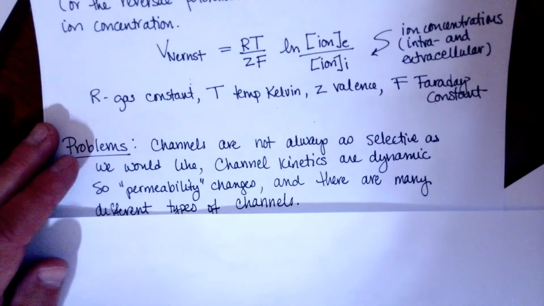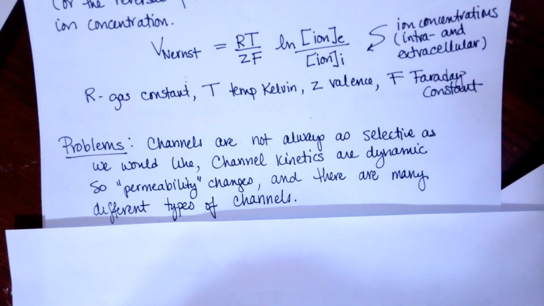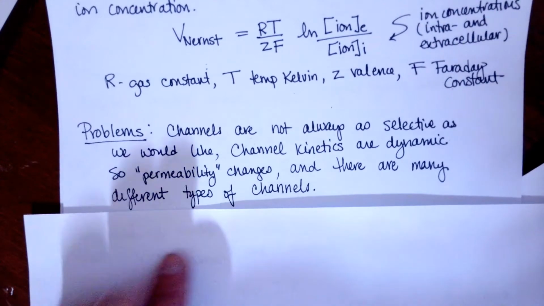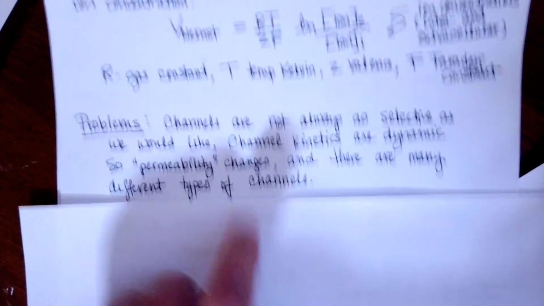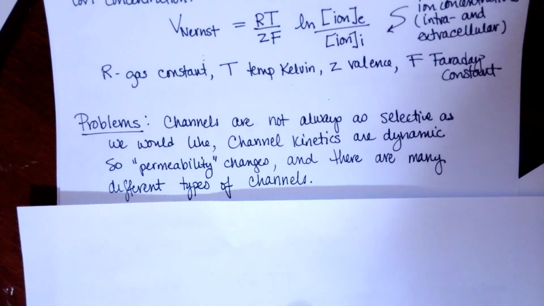Okay, so what are the problems here? Well, one is that channels are not always as selective as we would like, and so sometimes they can accidentally let other kinds of ions through. Channel kinetics are dynamic, and so the permeability changes, right? The permeability depends on how many of those channels are open and closed, and we're thinking about what happens when they're kinetic, and they can change.